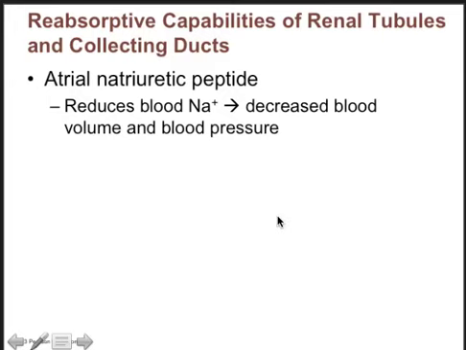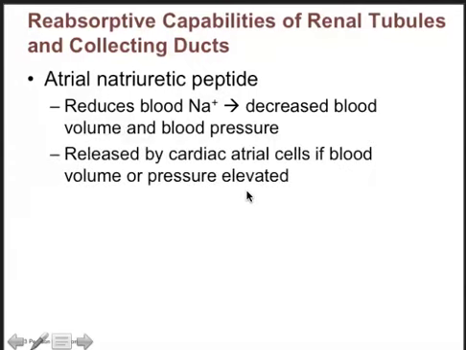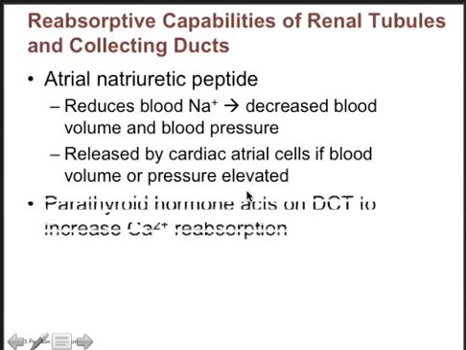What happens is, as the sodium is excreted into the filtrate, fluid leaves the interstitial fluid and the blood plasma and is lost in the urine stream. As a result, blood pressure and blood volume go down. It's released by the cardiac atrial cells if blood volume or pressure are elevated.